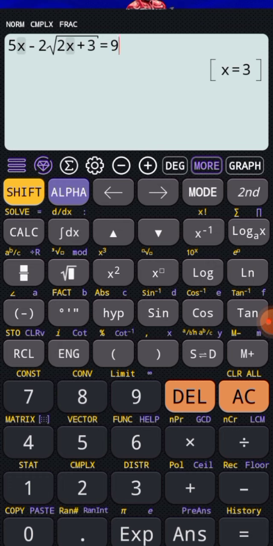Then to get the answer, you press shift calc, then press equal to. It will give you the final answer. You press shift calc, then you press the equal to sign. You have the answer, which is 3. That's what you're going to have as your answer. x is equal to 3. Then let's look at another one.